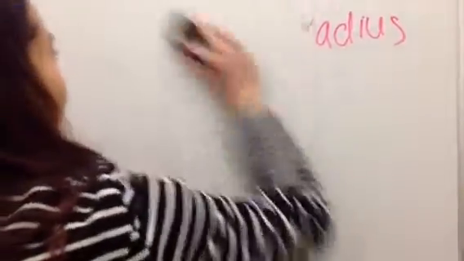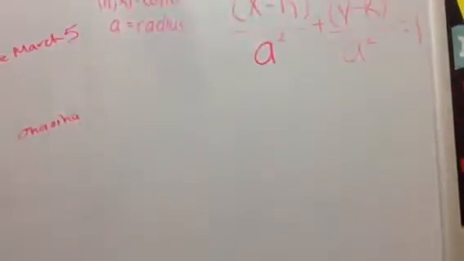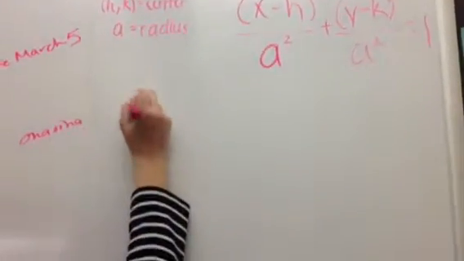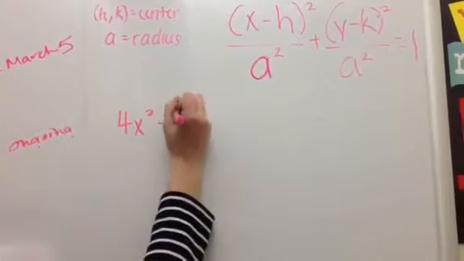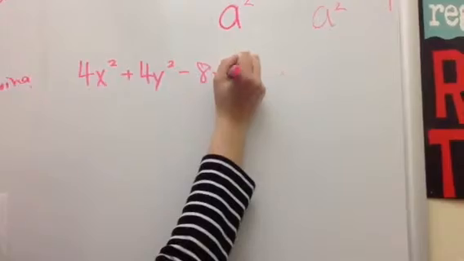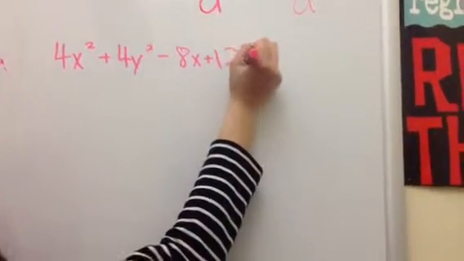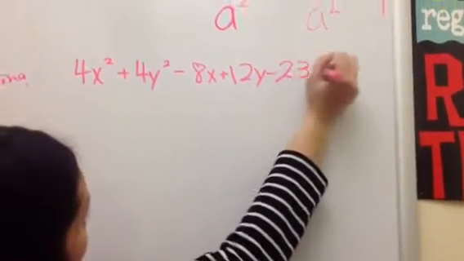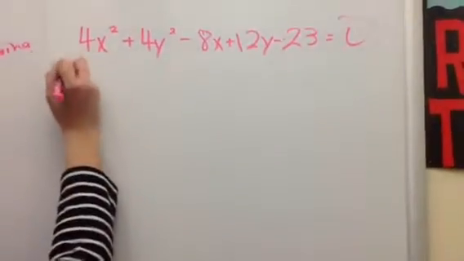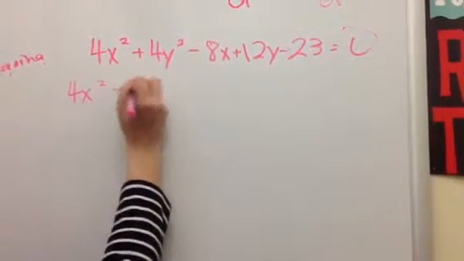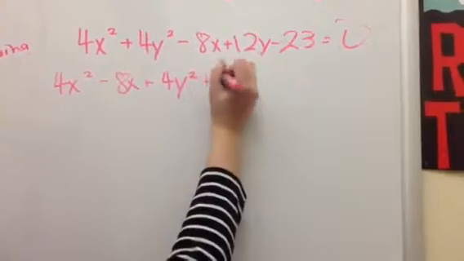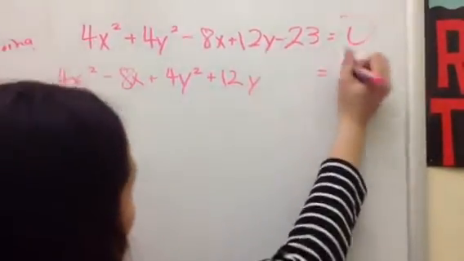She's got that down. So the sample problem that we'll be using is 4x squared plus 4y squared minus 8x plus 12y minus 23 equals 0. Now, first step we're going to do is group the x's together and put the 23 on the other side to make our lives easier. So 4x squared minus 8x plus 4y squared plus 12y equals 23.